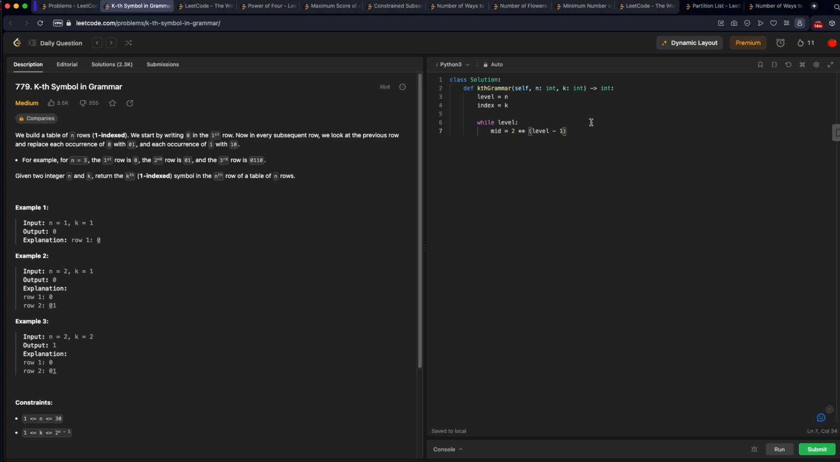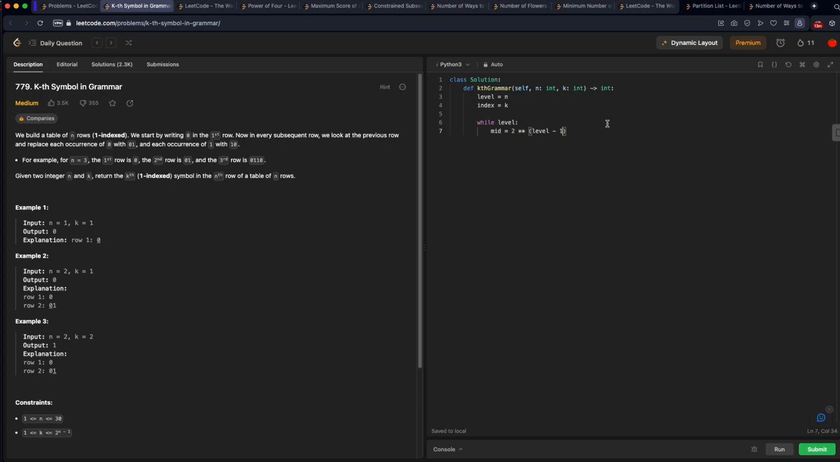In order to treat this as a zero-based system, I'm saying our root node is at level 0. With our root node at level 0, that means we would have 2 to the 0 nodes, which is 1 node. At level 1, we would have 2 to the 1 nodes, which is 2 nodes. At level 2, and so on and so forth.